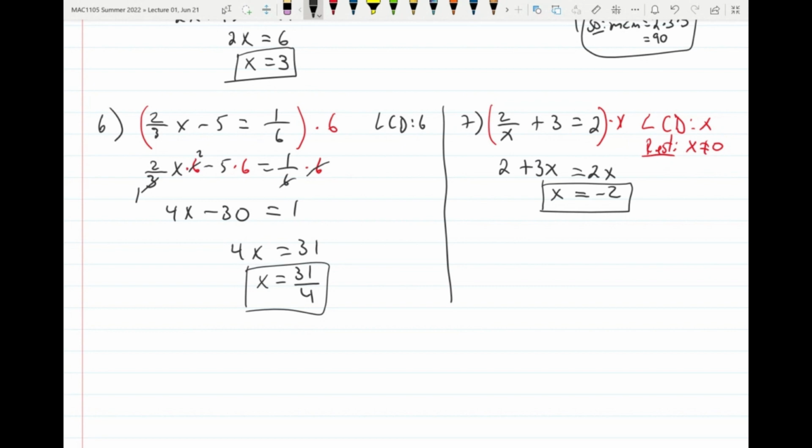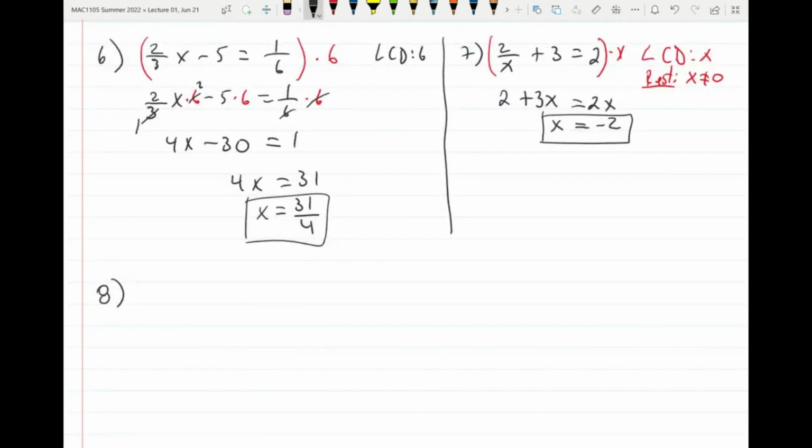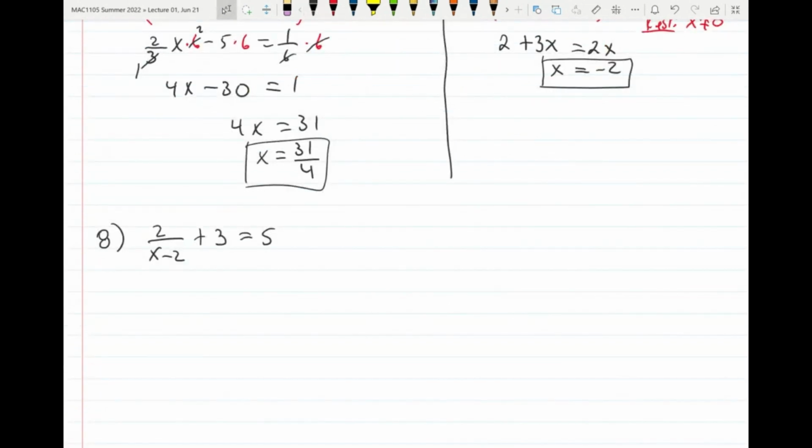Okay, all right, good. So let's see, what do you get for number 8? 3. What do you get here? Yeah, good. If you put a 3 here, you're going to get a 1, right? And then 2 plus 3 is 5. So 3 works. Now, let's see how we obtain 3.